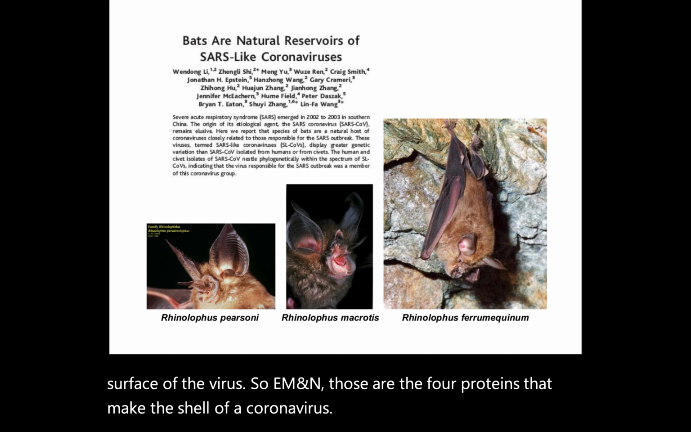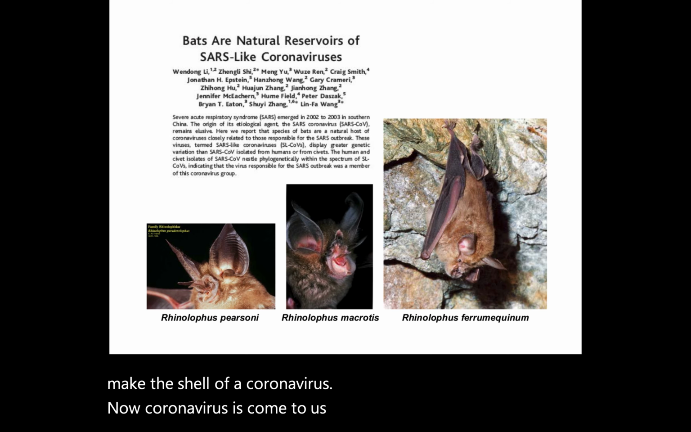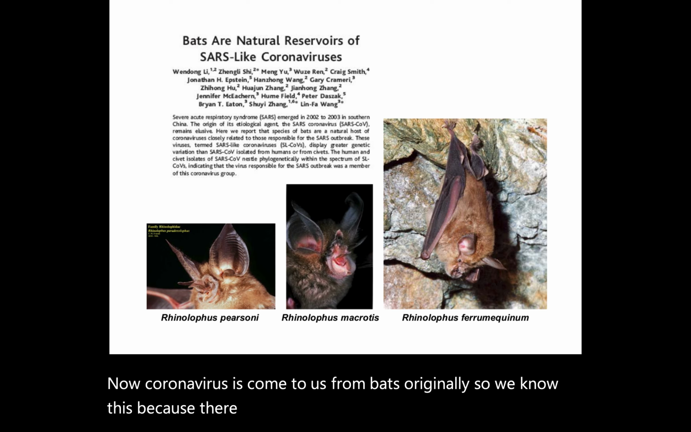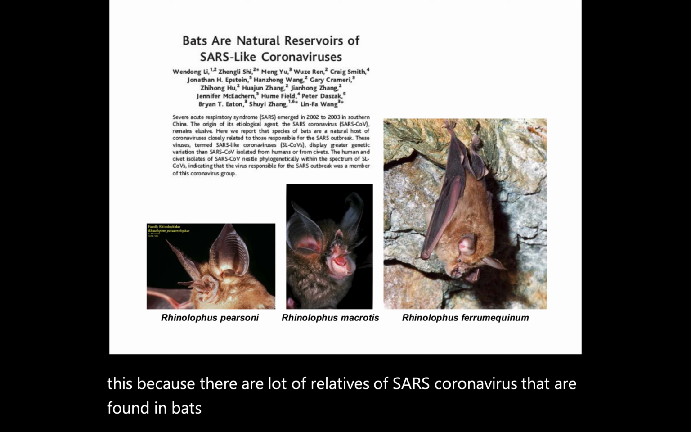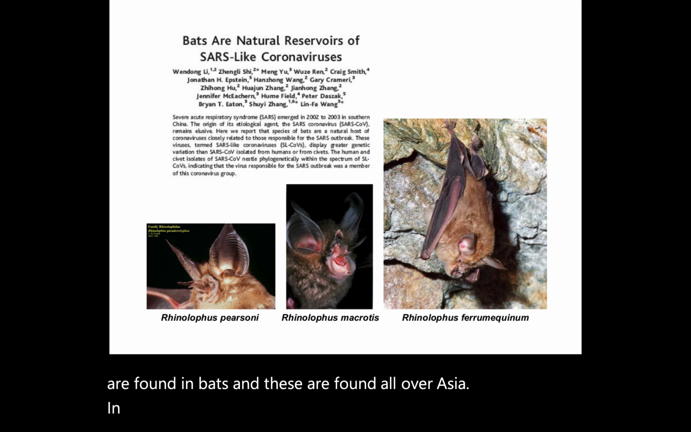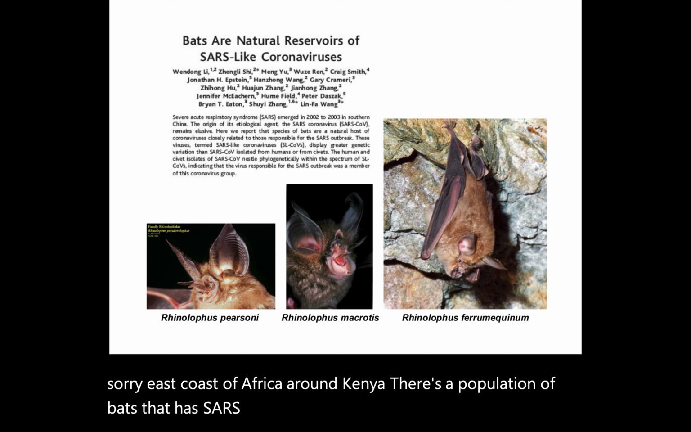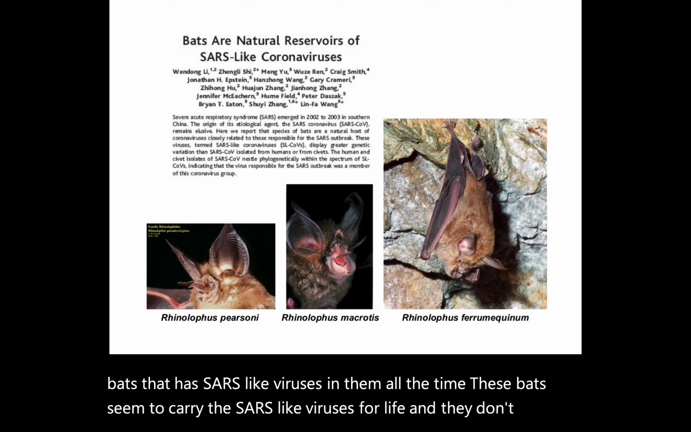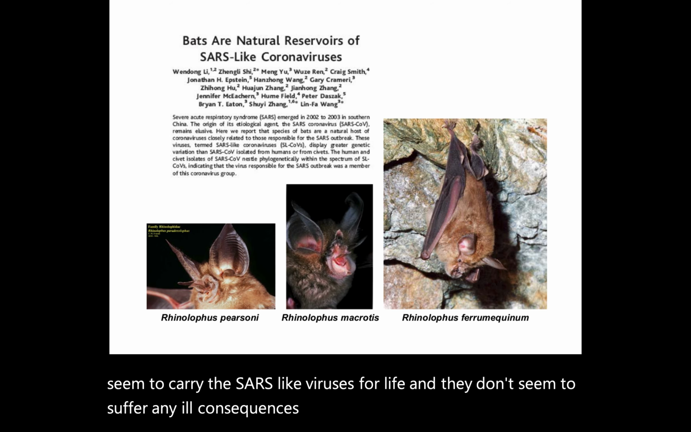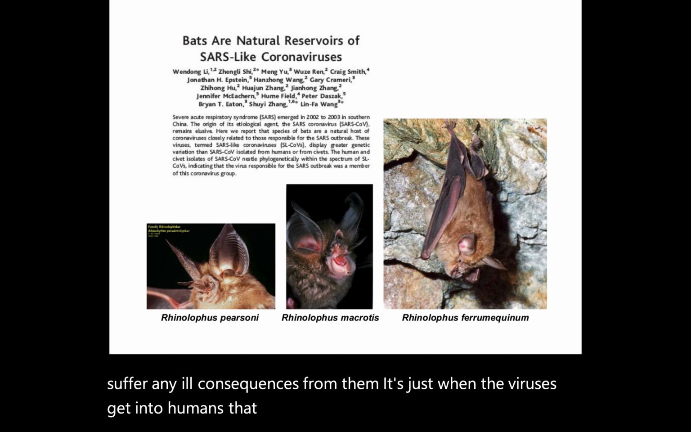Now, coronaviruses come to us from bats originally. So we know this because there are a lot of relatives of SARS coronavirus that are found in bats. And these are found all over Asia, Southern Asia in particular, and they're also found on the east coast of Africa, around Kenya. There's a population of bats that has SARS-like viruses in them all the time. These bats seem to carry the SARS-like viruses for life, and they don't seem to suffer any ill consequences from them. It's just when the viruses get into humans that they cause very bad problems.